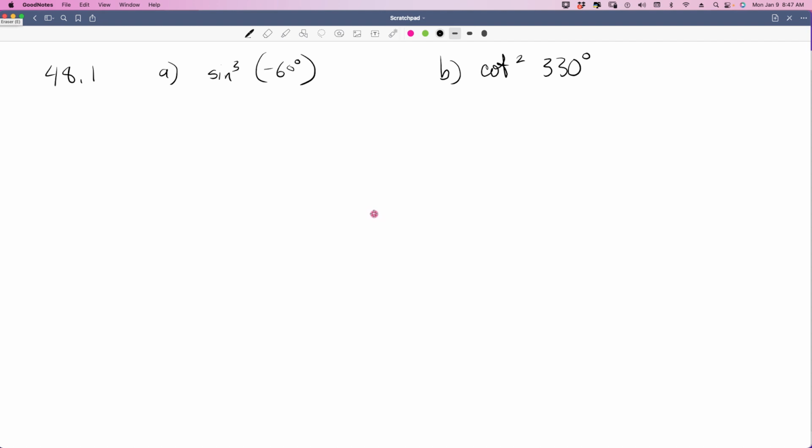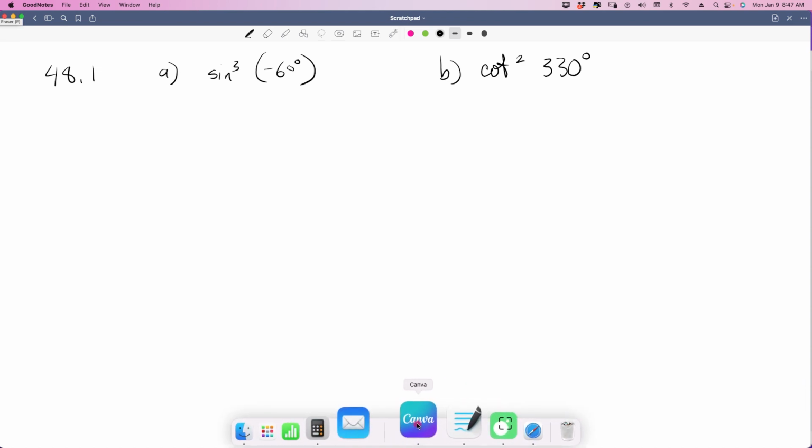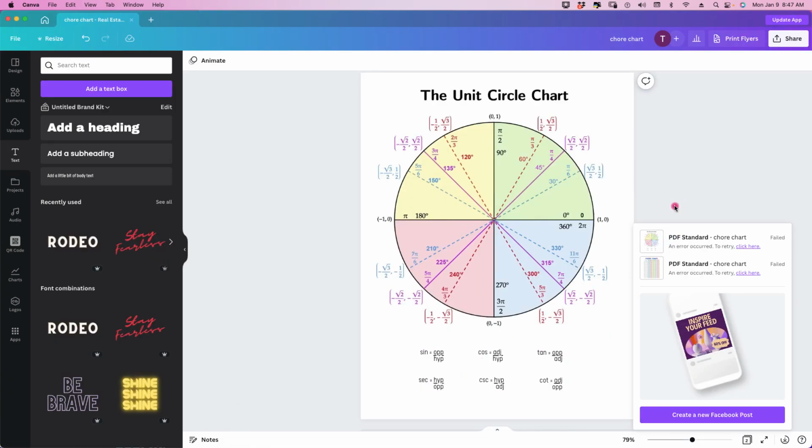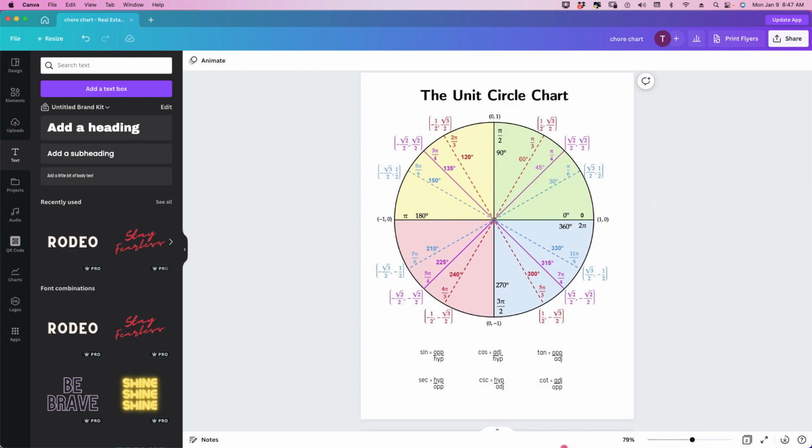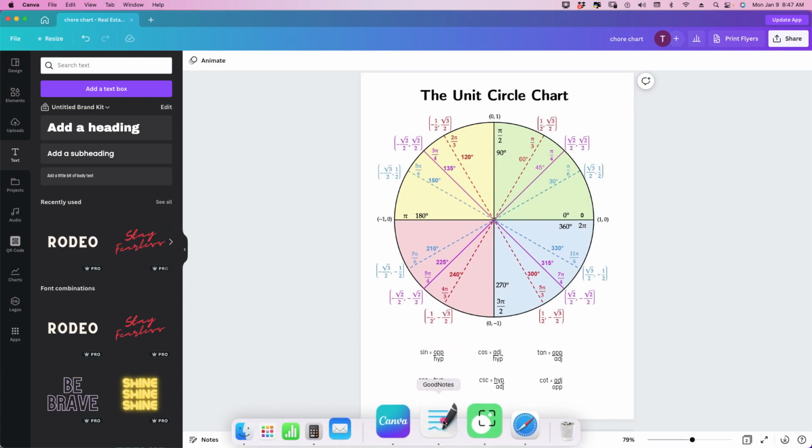All right, so because of our unit circle chart that we have, we don't even have to really do the math anymore, do we? Let me go, I've got it up in Canva right now, and this is the actual chart, or the actual form. I created the PDF form for us in Canva.